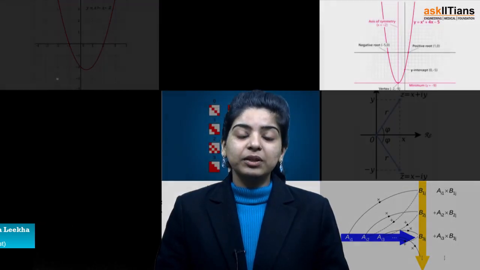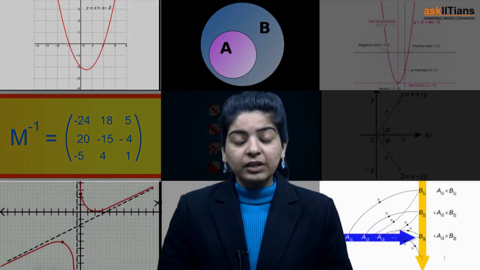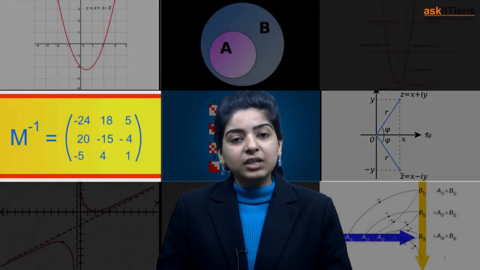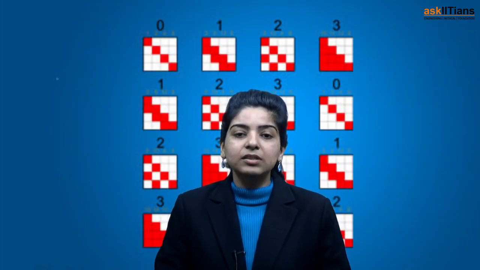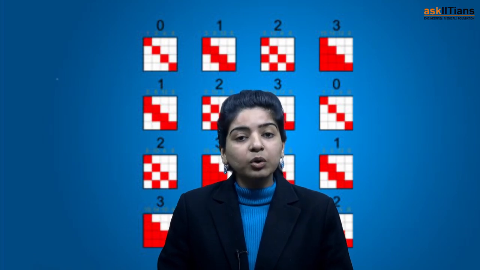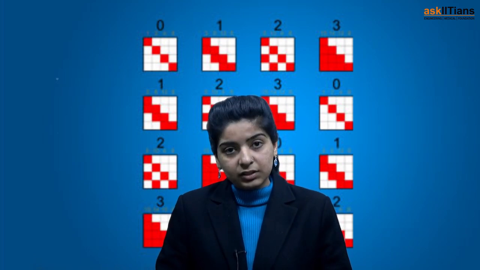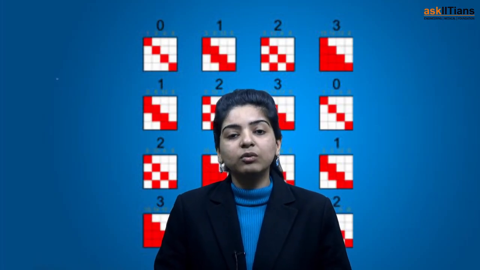In this session today we will be discussing the concept of minors and cofactors. We'll get to know what exactly we mean by minors. Then we'll be studying the concept of cofactors and we'll also get to know the relationship between minors and cofactors. We'll also discuss the concept of determinant. How do we exactly evaluate the determinant using minors and cofactors? And finally, we'll be discussing the properties of minors and cofactors.